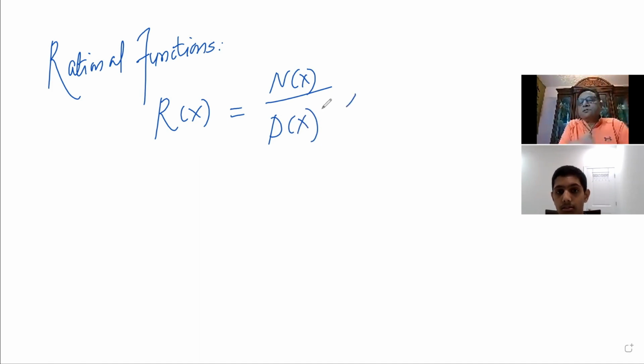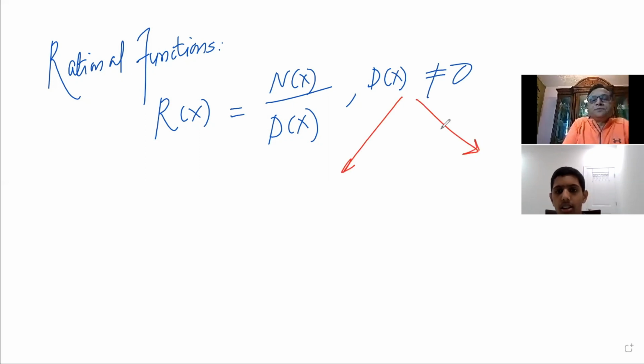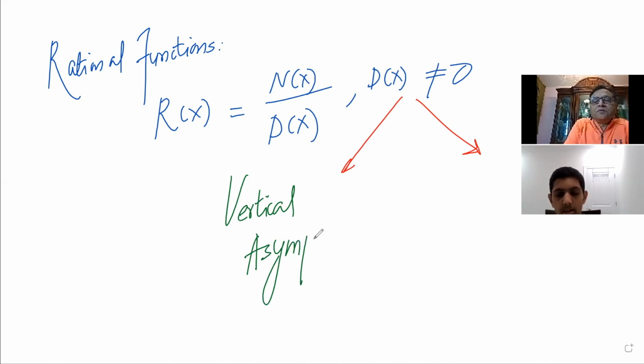Will it have a restriction? Yeah, the denominator can't equal 0. And this restriction leads to what? The asymptote. Yes, vertical asymptote, very good. It leads to vertical asymptote and what? And holes. So that is the topic which we are going to cover today.